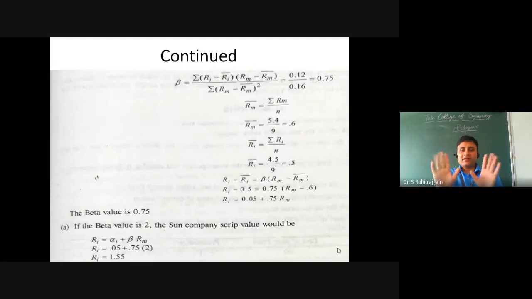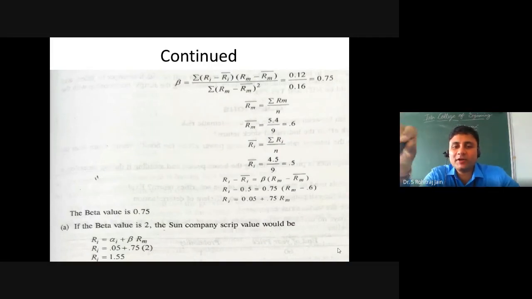How? Very, very important. When you take the negative sign to the right hand side, it becomes positive, right? So Ri minus 0.5 is equal to 0.75 Rm minus 0.75 into 0.6. Clear? So Ri I want, so I take this minus 0.5 to the right hand side, it becomes plus. They have asked me only the value of beta. This is an extension part of that. If you don't solve this also, no problem. So what is the value of beta? What we have got? 0.75.